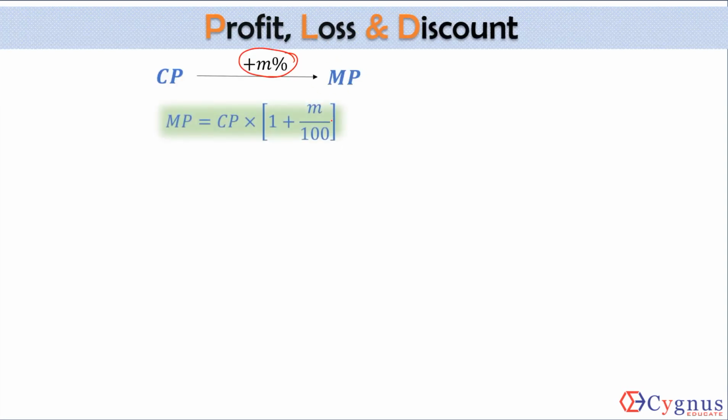SP, CP plus M percent. What is M here? It's markup percent. I'll increase the price by some percent and print it on the article. After that, I'll give you a discount of some percent, and I'll sell it to the customer. That price becomes selling price, and the printed price becomes mark price.